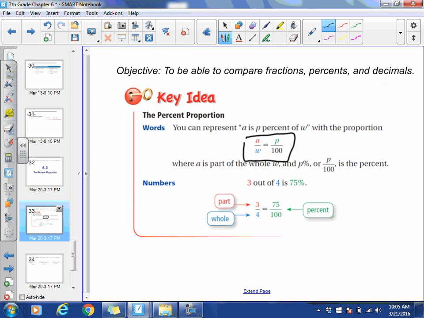A percent is a number out of 100. So this letter P represents the percent. If you have 36%, P is 36. If you have 25%, P is 25. If you have 8%, P is 8.